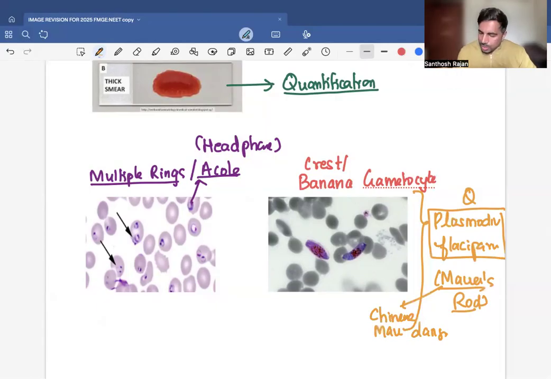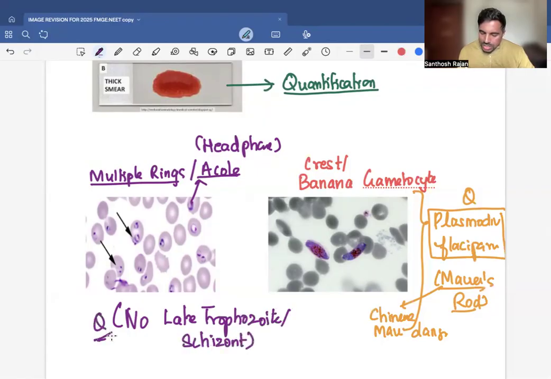Remember here, the important thing in falciparum, there is no late trophozoite and schizont. You don't see the late trophozoite and schizont stage. This is also an important question, because in falciparum, what happened? They get occluded, they attach to the blood vessel and remain in the blood vessel only. They don't come into the blood. It's called cytoadherence. So that's one reason. So this is for the Plasmodium falciparum.